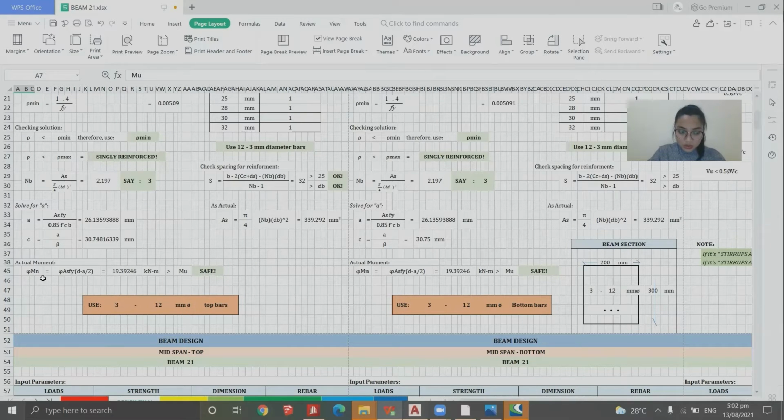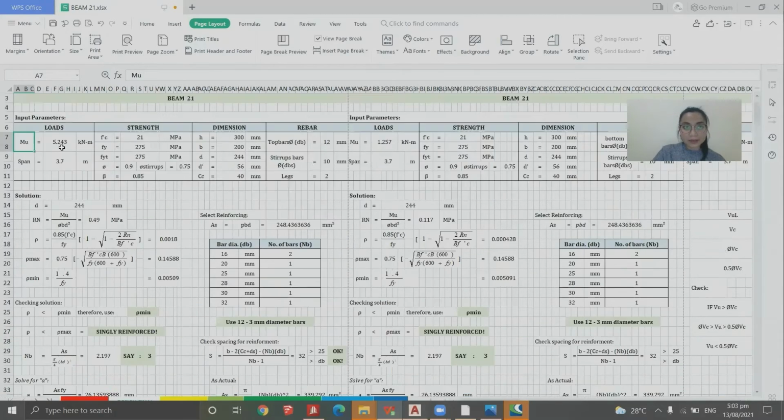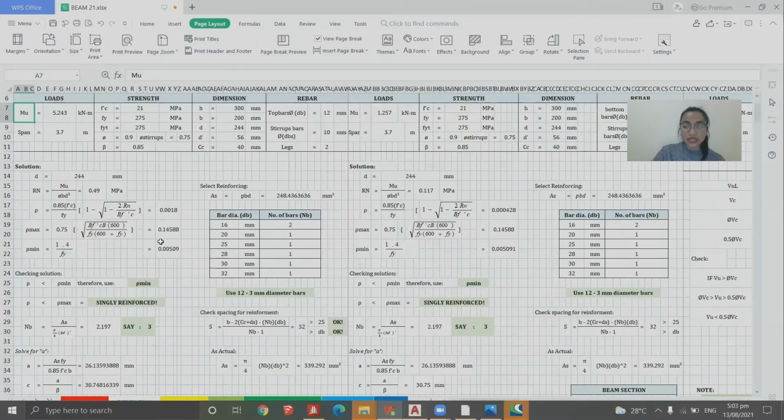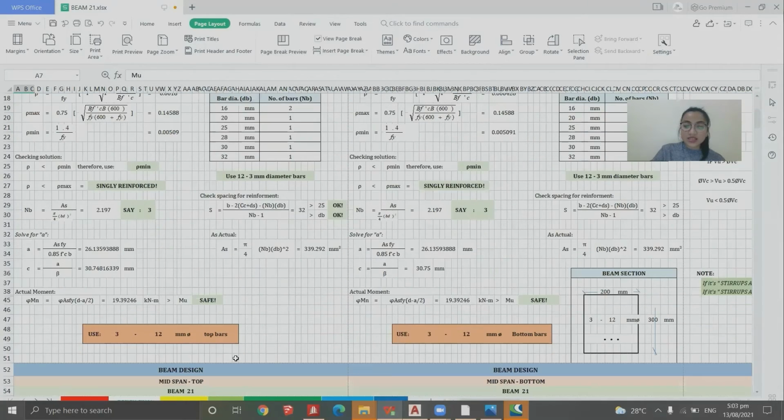So to see if it's safe to use only three bars, we have here the formula. Since the actual moment, which is 19.39246 kN·m, is greater than Mu, which is 5.244 kN·m, therefore the design is safe.